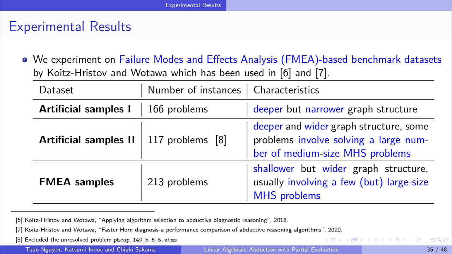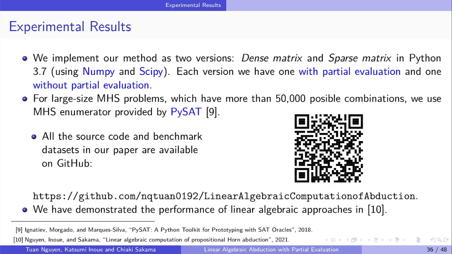We implement our method in 2 versions, dense and sparse, using Python, NumPy, and SciPy. For each version, we have one with partial evaluation and one without. For large sizes, we use PySAT. We also have our own way to solve the minimal satisfiability problem, but of course it's not as good as PySAT.